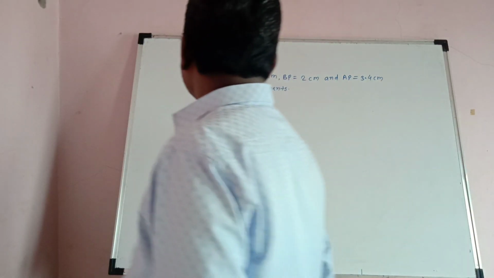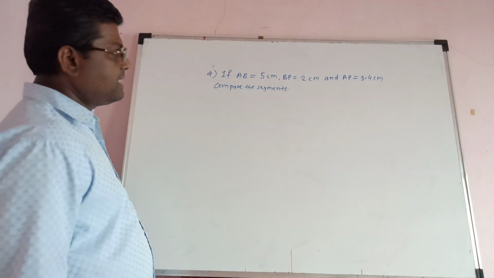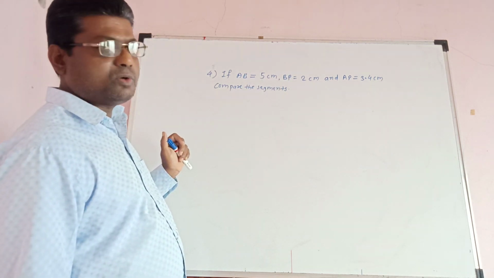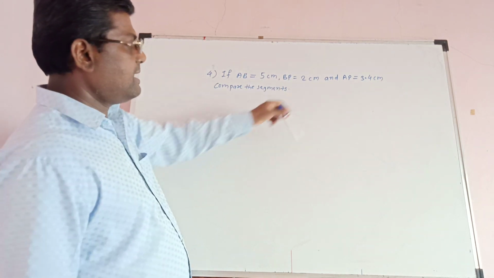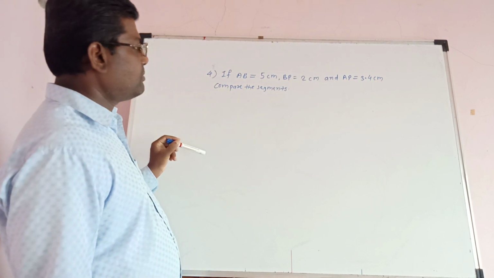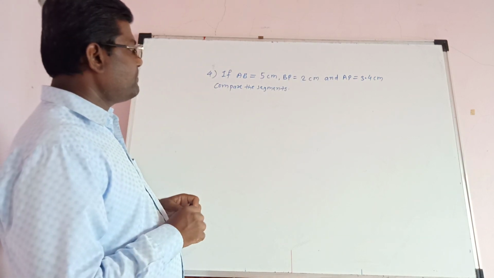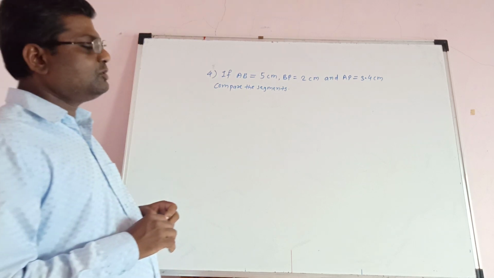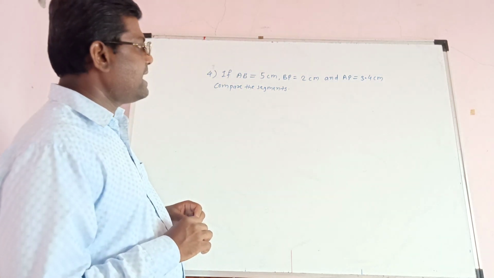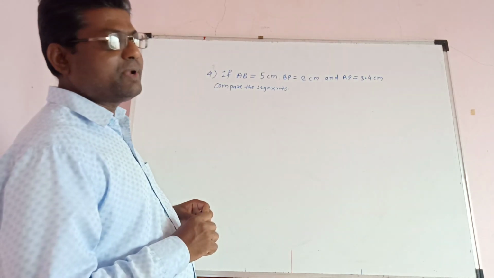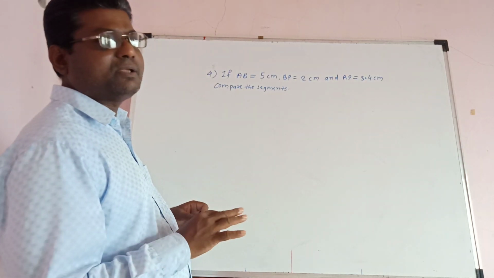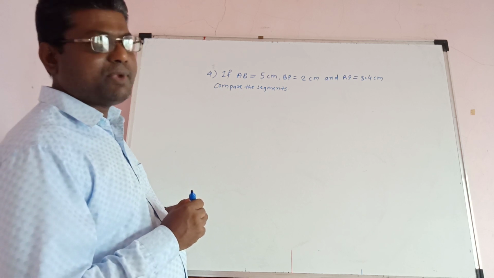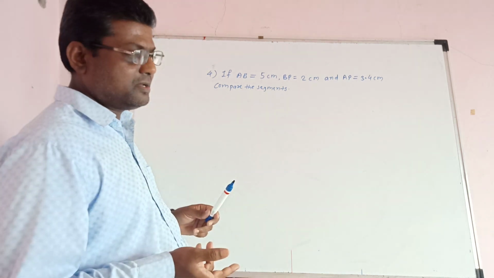Question number 4. If AB is equal to 5 centimeter, BP is equal to 2 centimeter and AP is equal to 3.4 centimeter, compare the segments. We know that if the length of a segment is less than the other segment, then that segment is smaller than the other segment. The segment whose length is greater is larger.